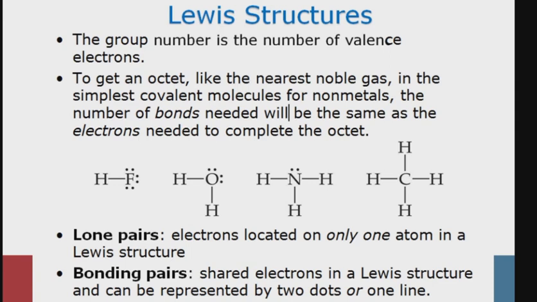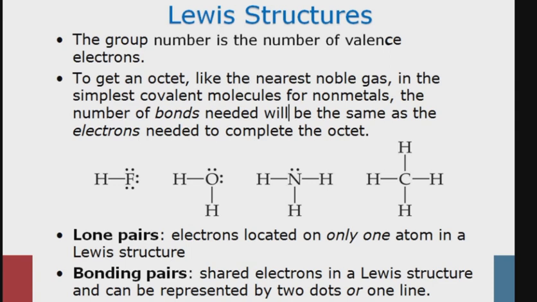Lone pairs. Electrons located on only one atom in a Lewis structure. The second is bonding pairs. Shared electrons in the Lewis structures, which can be represented by two dots or one line.